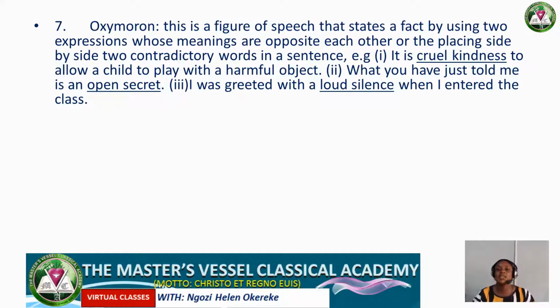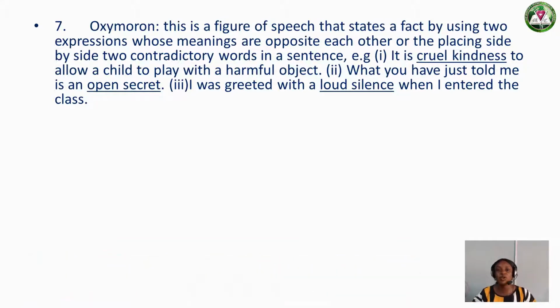Okay. The second example says, what you have just told me is an open secret. Information can be an open secret. How? When someone has information that he or she thinks no one knows about. But the ironical thing is that the person might discover that the secret is not actually a secret after all, that many people around have known about the information.